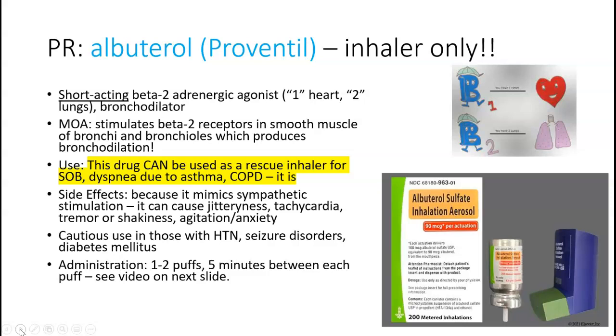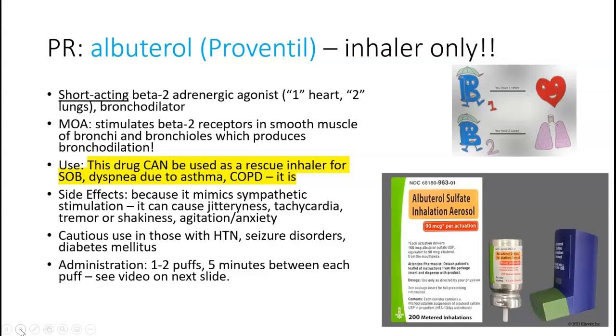So albuterol is a short-acting beta-2 adrenergic agonist. And I don't know if you learned this when you were learning beta agonists or beta antagonists, like beta blockers, before, but this is really helpful. Beta 2 is in the lungs. That's where beta 2 receptors are. You can remember that by 1 heart, 2 lungs. So beta 1 receptors are in the heart and beta 2s are in the lungs. Okay? And this is a potent bronchodilator.